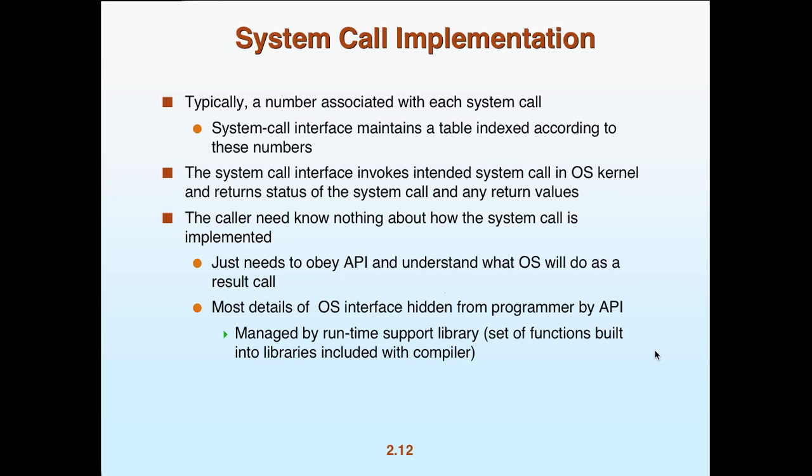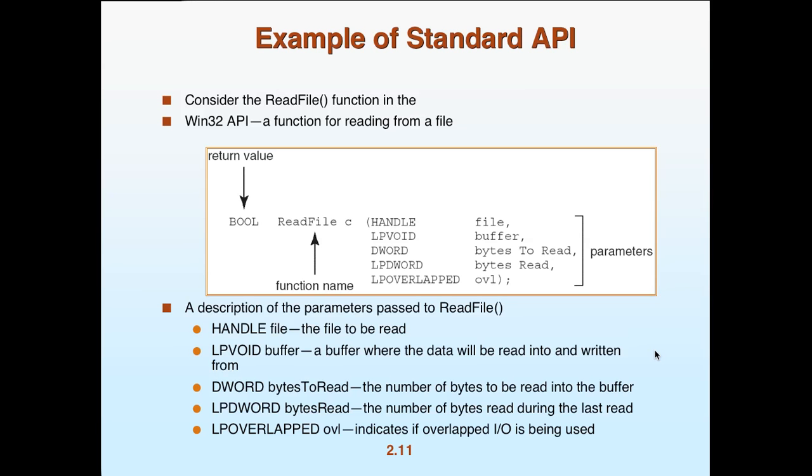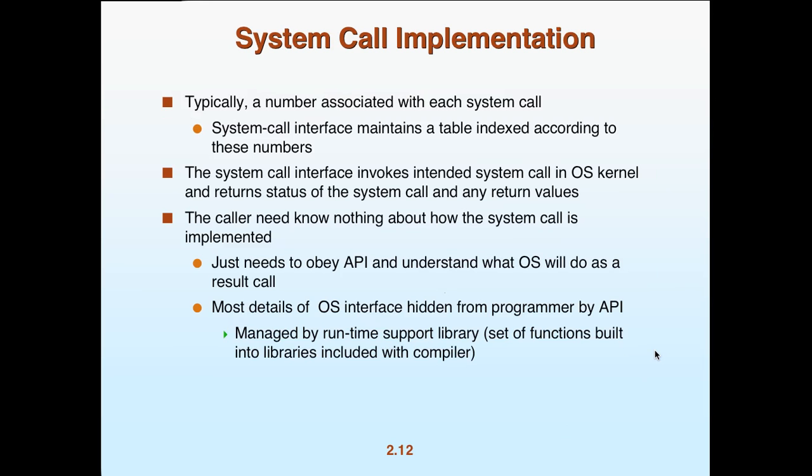So we put character names on it, or letters on it. We call it things that we can understand from a human perspective, like read file. The kernel puts a number on it, keeps it in a system call interface table. So it maintains a table indexing according to these particular numbers. When the system call invokes the intended system call in the operating system kernel, it returns the status of the system call and its return value.